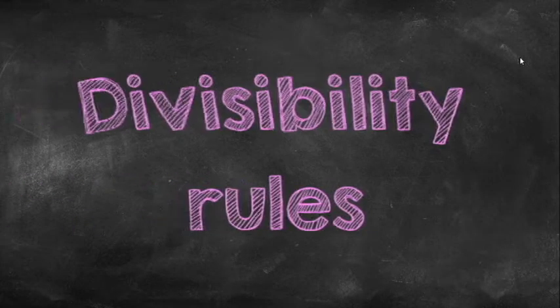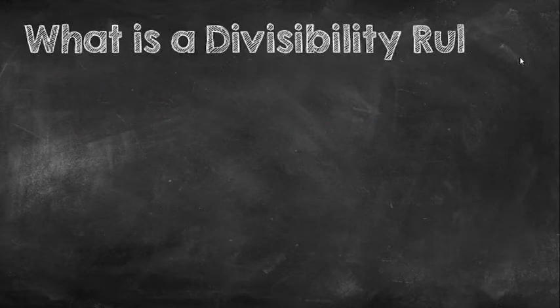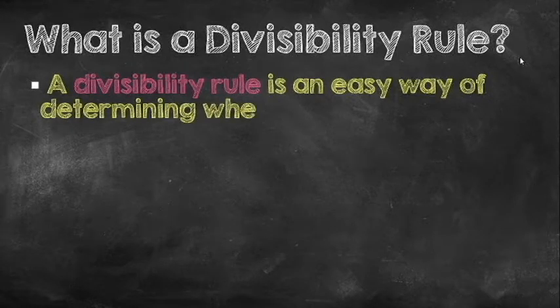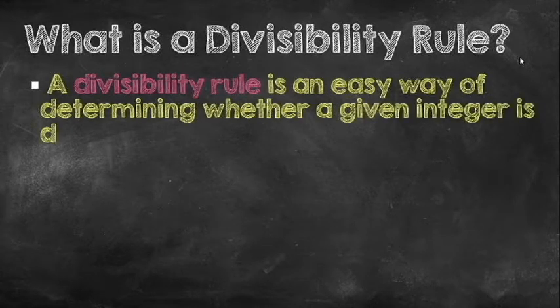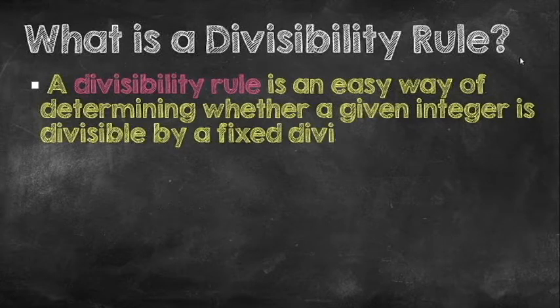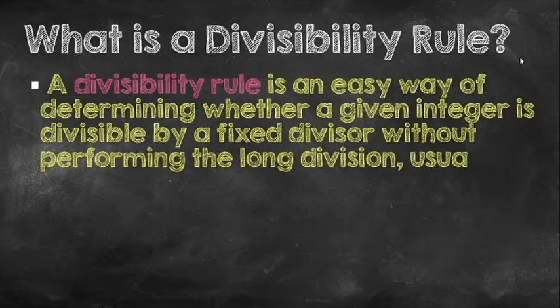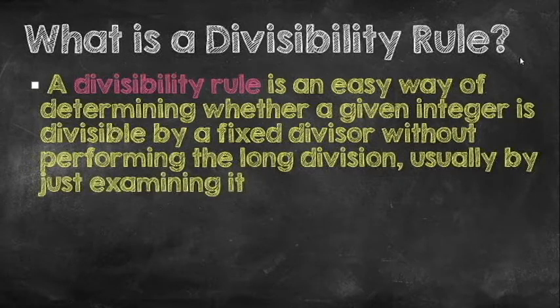Before we learn about the divisibility rules, let us first find out what a divisibility rule is. Wikipedia defines a divisibility rule as a shorthand, or easy and fast way, of determining whether a given integer is divisible by a fixed divisor without performing the long division, usually by just looking at and examining its digits.